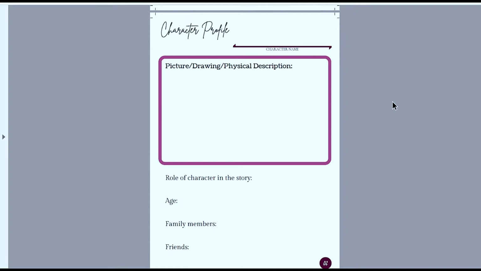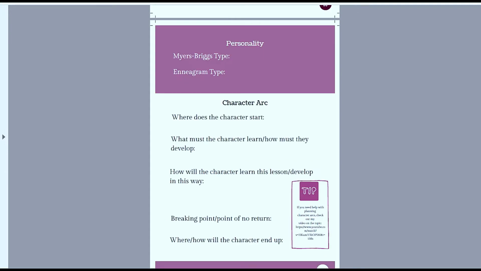Then page 2 is our first character profile. So as you can see, character name is up here, and then a picture, drawing, or physical description of the character. I like to use a face claim, so I will usually choose someone who looks like the character and then get a photo of them and put that over here. The role of the character in the story, the character's age, their family members, and their friends.